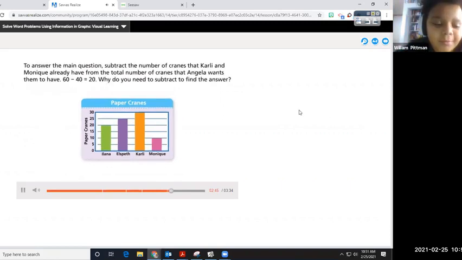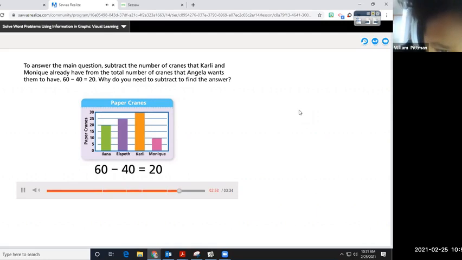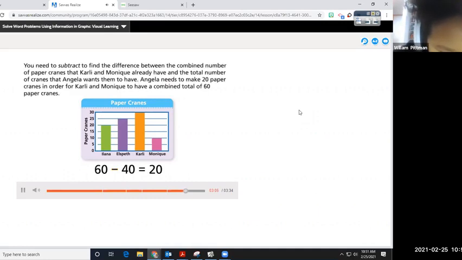To answer the main question, subtract the number of cranes that Carly and Monique already have from the total number of cranes that Angela wants them to have. 60 minus 40 equals 20. Why do you need to subtract to find the answer? You need to subtract to find the difference between the combined number of paper cranes that Carly and Monique already have and the total number of cranes that Angela wants them to have. Angela needs to make 20 paper cranes in order for Carly and Monique to have a combined total of 60 paper cranes.